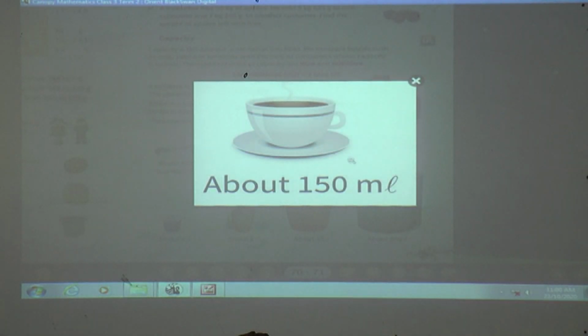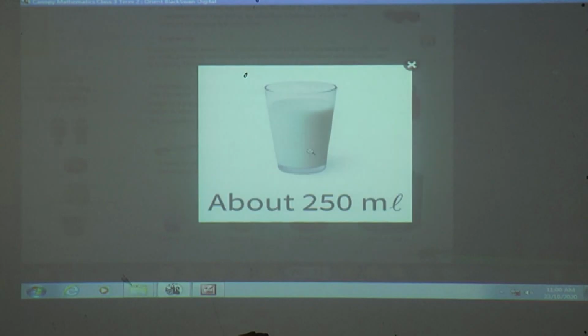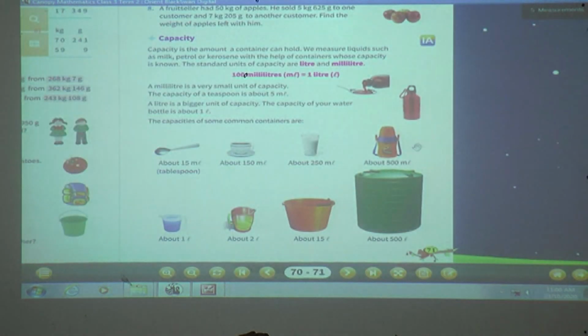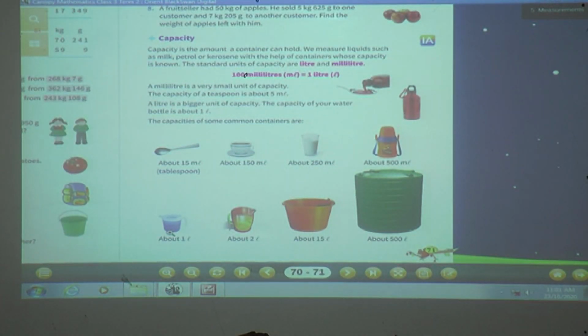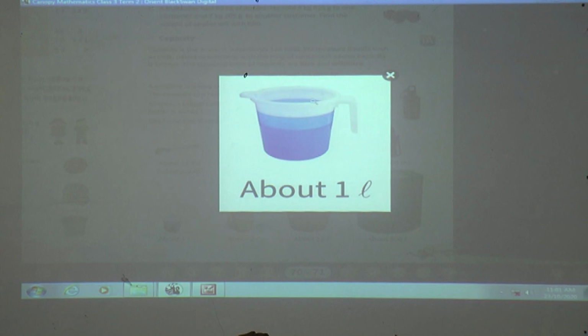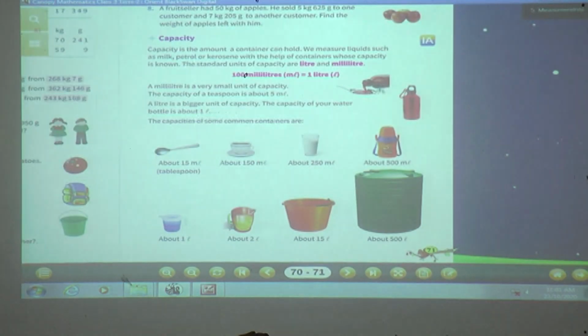Then see the capacity of this cup. The capacity of this cup is 150 ml. Here you can see a glass of milk. What is the capacity of this glass? About 250 ml. Then here is a water bottle. The capacity of this water bottle is 500 ml. Now here is a jug. The capacity of this jug is about 1 liter.